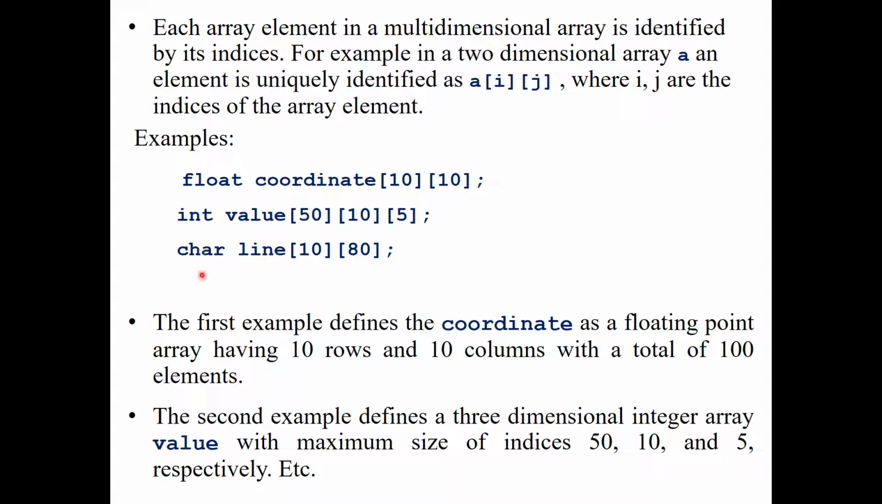You can also have an array of characters. Suppose you are writing a line, 10 lines of 80 characters each. So you will have char line[10][80]. So this is the first example here. It defines the coordinate as a floating point array having 10 rows and 10 columns, which I have already explained. So this will have 100 elements. Similarly, this array will have 50 times 10, 500 times 5, 2500 elements, and this will have 800 elements. That is the maximum possible number of elements. It can have less than that, but that is the maximum possible number of elements.